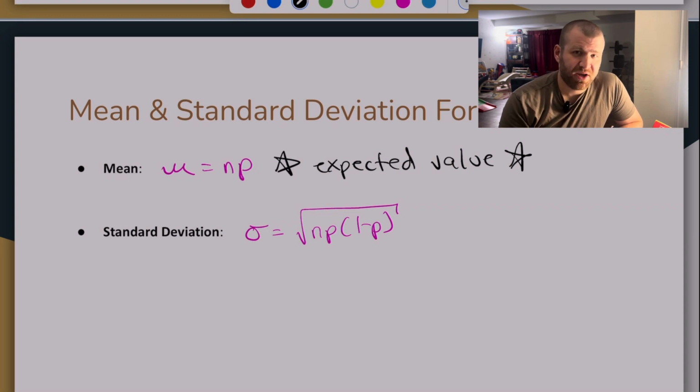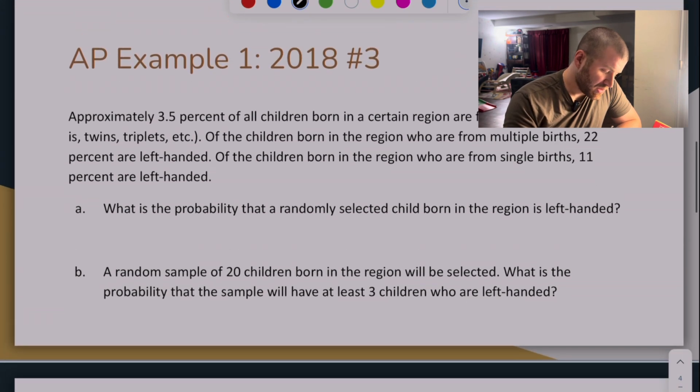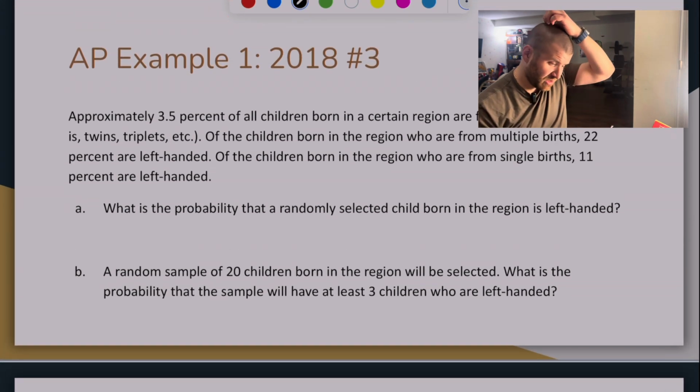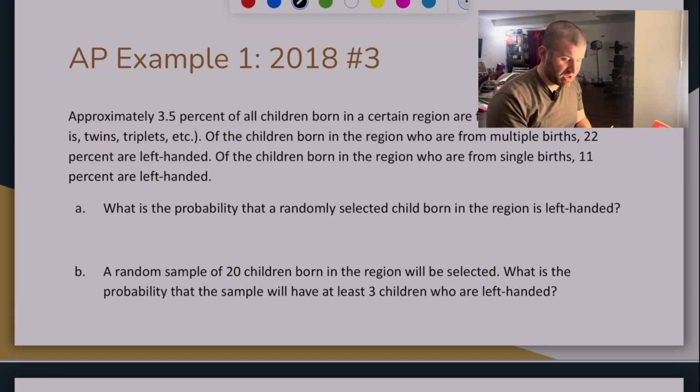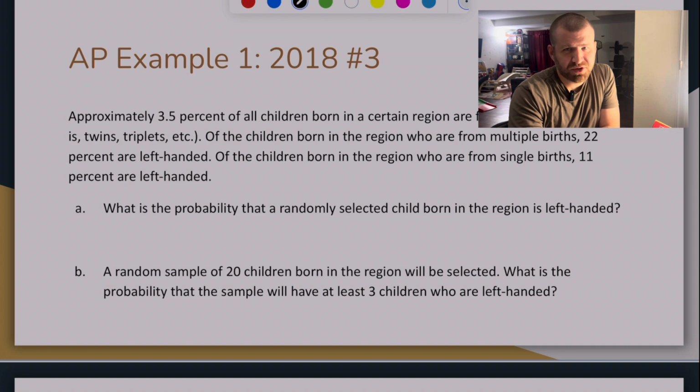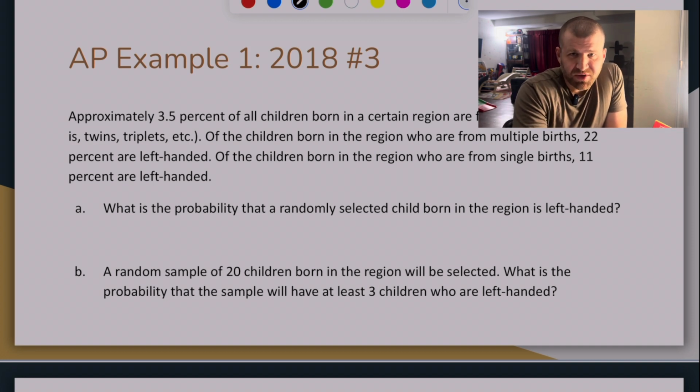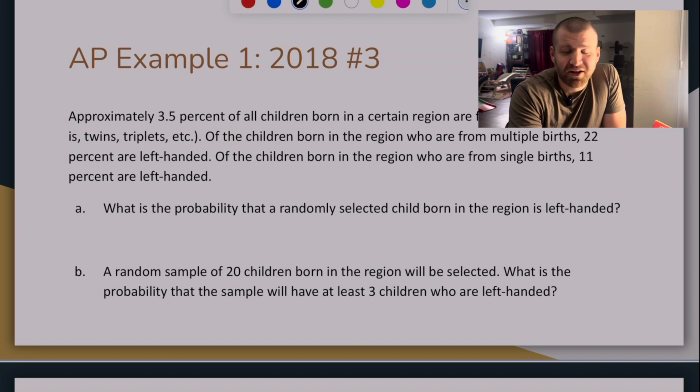So let's take a look at some of the example questions that you might see from the exam and see what they have to say. This one is a relatively newer question from 2018. If you haven't caught the drift yet from the previous 3 videos, the probability question tends to be the third one. I don't know if that's on purpose or not, but it always seems like the probability question is number 3.